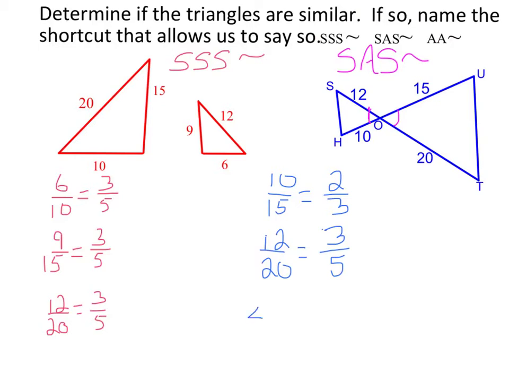I might as well do that. So I have angle SOH. It's actually congruent to angle UOT. So I have that part. But I have to have these two guys matching also for there to be side, angle, side. So what that means is I do not have similar triangles. Therefore, I do not have a shortcut that I write down. And I write not similar.